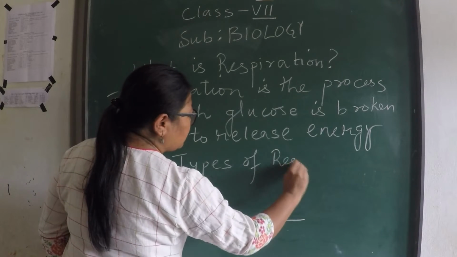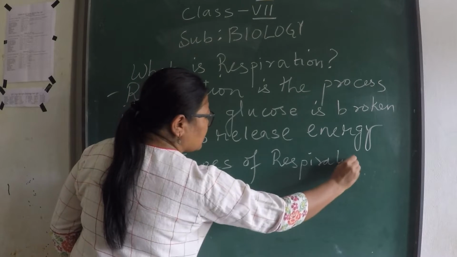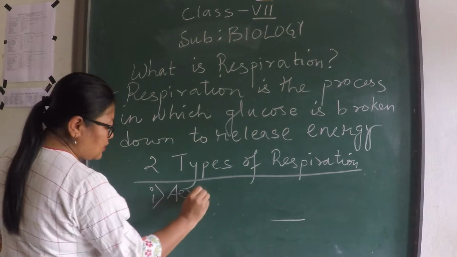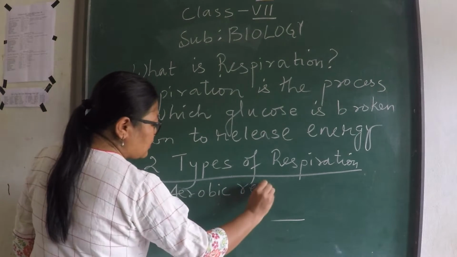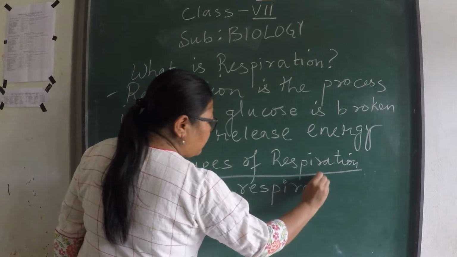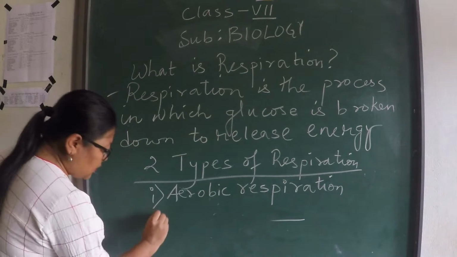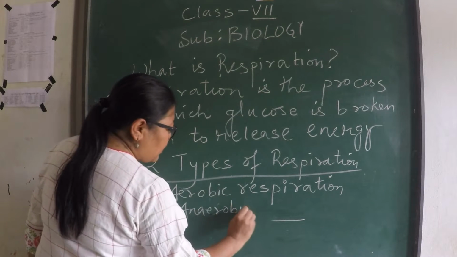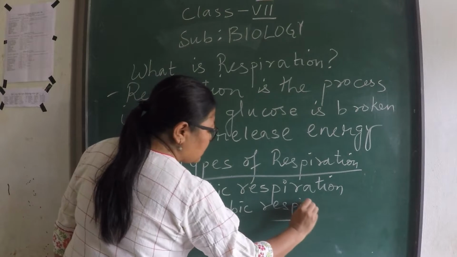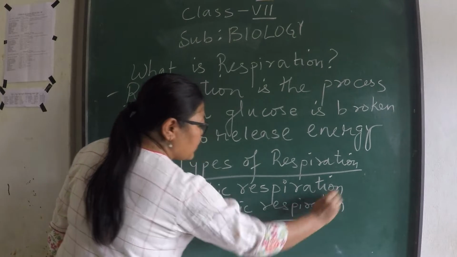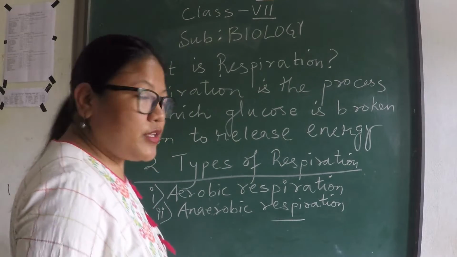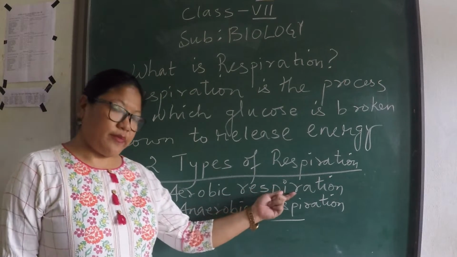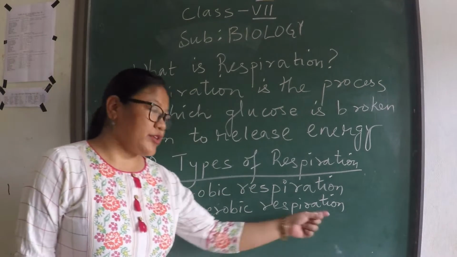Two types of respiration. First one is aerobic respiration, and the second one is anaerobic respiration. Let's say it together. The two types of respiration are: number one, aerobic respiration; number two, anaerobic respiration.